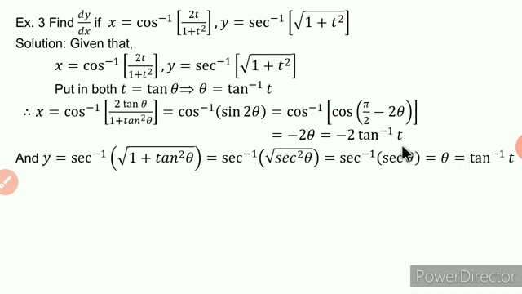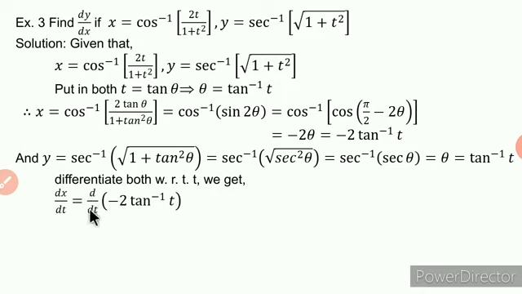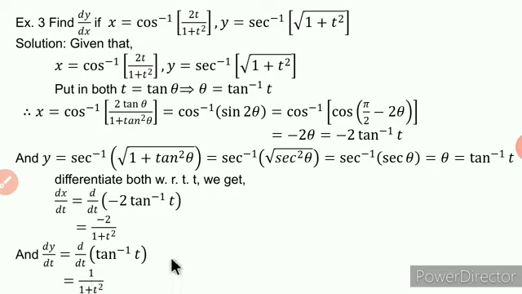Now differentiate both these functions x and y with respect to t. We get dx upon dt is equal to d upon dt of minus 2 tan inverse t. Now we know the derivative of tan inverse x with respect to x is 1 upon 1 plus x square. Using that formula, the derivative of minus 2 times tan inverse t is minus 2 upon 1 plus t square. Similarly, differentiating y with respect to t, we get dy upon dt is equal to d by dt of tan inverse t, and it is equal to 1 upon 1 plus t square.